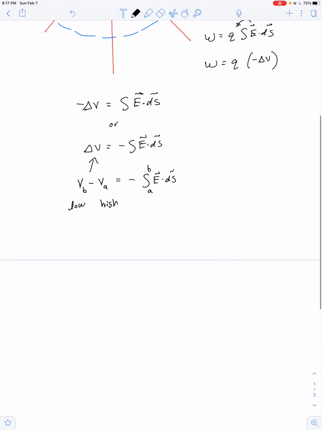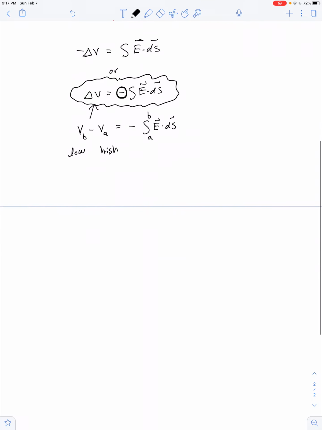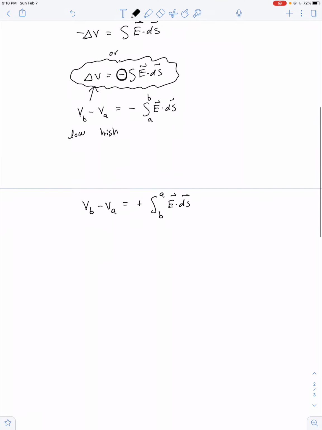Now, I'm not really a fan of any equations in which I have to consider a negative sign. So we can get rid of that if we say VB minus VA is equal to positive, and then we just change our limits, B to A, E dot ds, right?